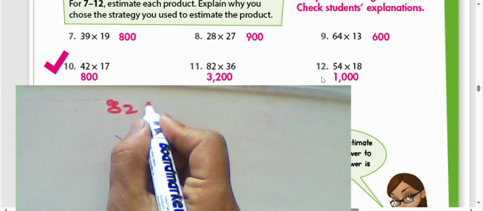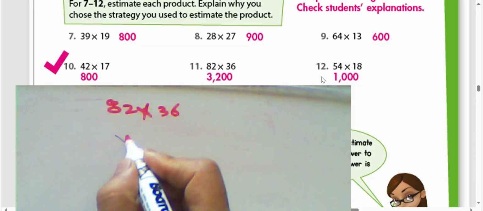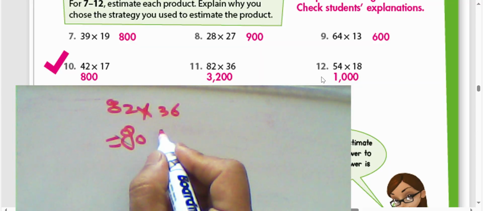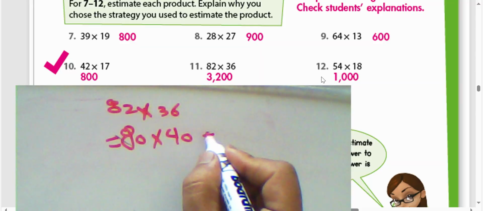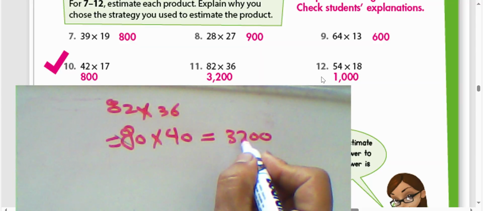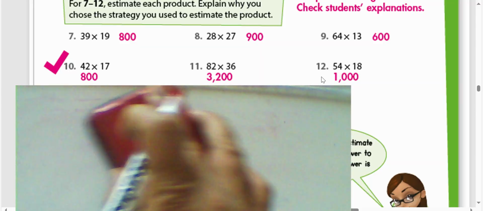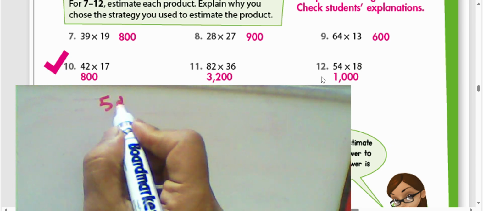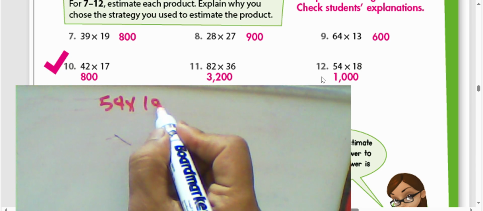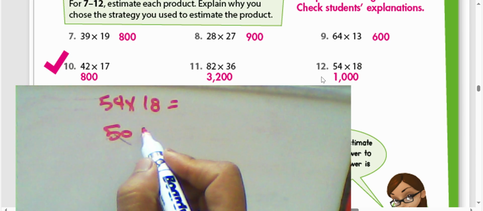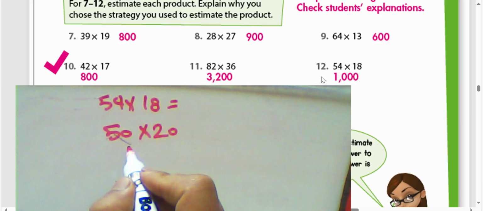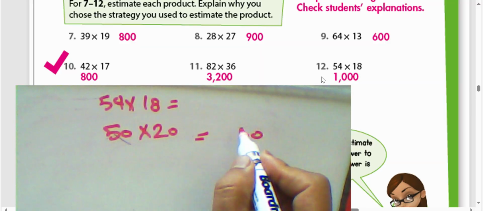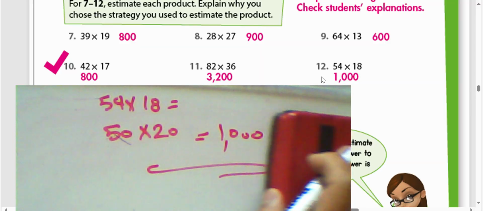Write 82 product by 36. 82 nearest to 80, 36 nearest to 40. Write double 0, and 4 times 8 equals 32, then the answer will be 3200. 54 times 18. This number nearest to 50, and 18 nearest to 20. Product between them, write double 0, and 2 times 5 equals 10, then the answer will be 10,000.